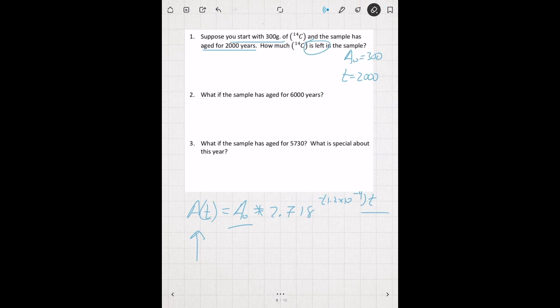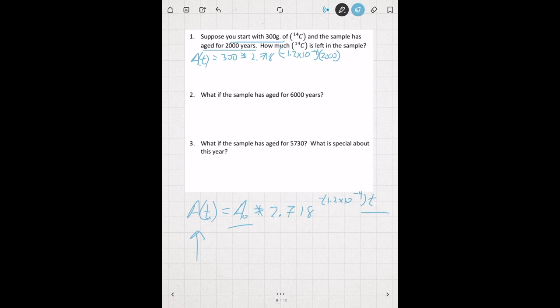Let me clear some space here, and let me see if we can fit in this problem. A of t is equal to, well, A sub 0 is 300 grams, and we are going to multiply that by 2.718 to the negative 1.2 times 10 to the negative 4 times t, which is 2,000. So we're multiplying this number in scientific notation by 2,000. Okay, you're going to need a calculator for this.